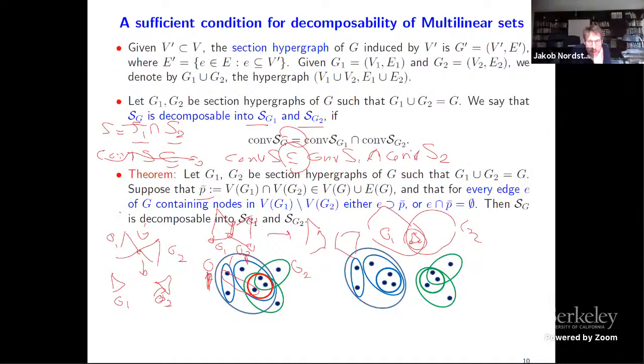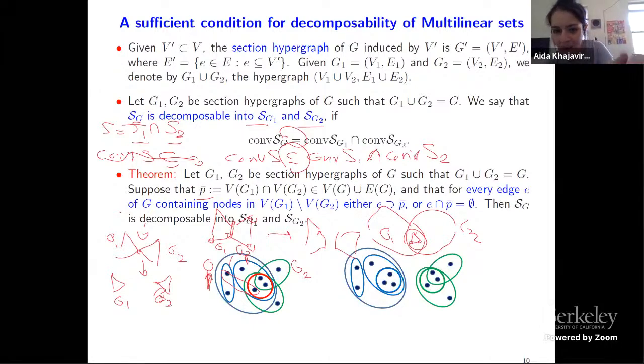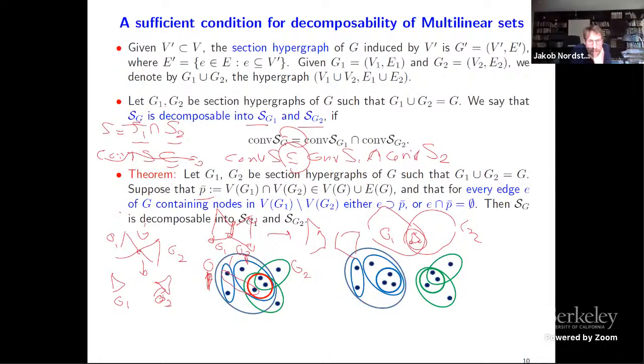But just to check, the top right green edge violates the condition you want, or? Oh, so this condition is asymmetric. It suffices for one hypergraph to satisfy it. Oh, yes. Yeah. Oh, thank you. No problem.